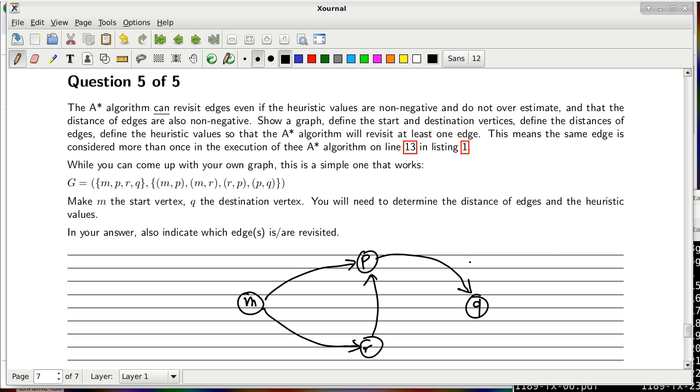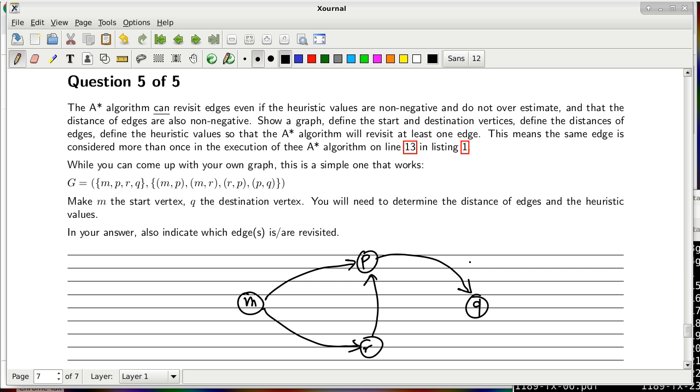Let me say that one more time. There are two paths from M to Q. You can say M, P, Q, right? That's one path. You can also go M, R, P, Q. That's the other path. The one edge that is overlapping between those two is PQ. So we're trying to trick the A star algorithm to go for one of these paths first, only to realize that is not working. There's a shorter way to do it. Then it will revisit the other one, which means it has to re-explore PQ as an edge.